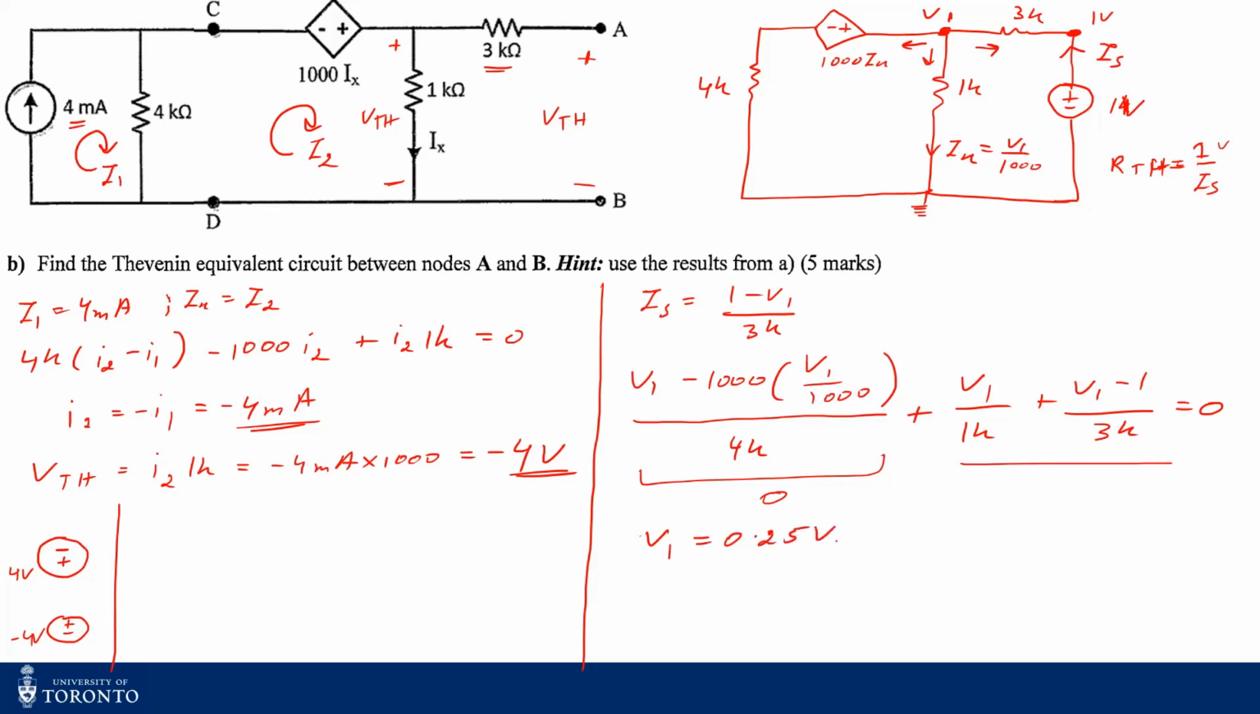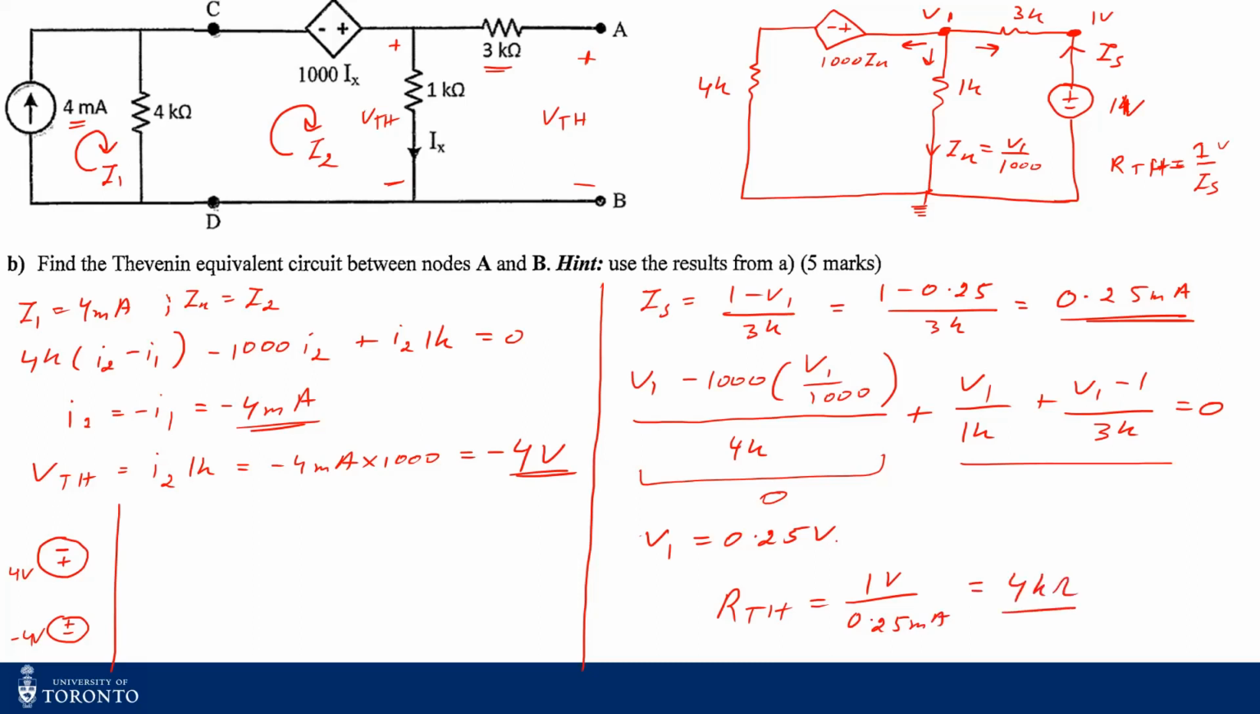So now I plug this into the top equation to find my Is. My Is is 1 minus 0.25 divided by 3K. So this basically gives me 0.25 milliamps. So what's my RThevenin? My RThevenin is 1 volt divided by 0.25 milliamps, which is just 4 kilo ohms.